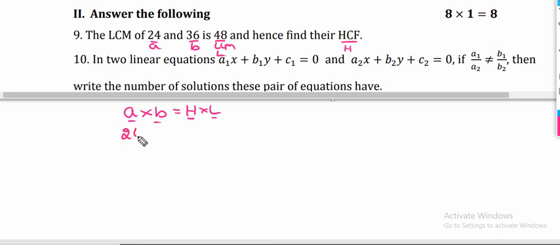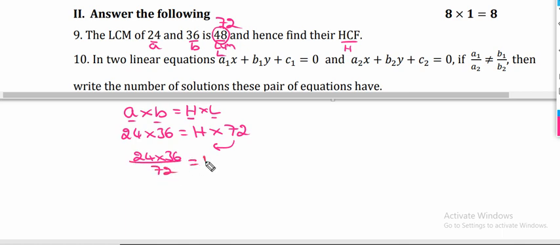You observe here, this one is 24 into 36 is equal to H into L. Sorry, the LCM here is not 48. LCM is 72. So the question is wrong there. So the LCM is 72. So now we have to find the HCF. You have to transfer this 72 to the left hand side. That is 24 into 36 divided by 72 is equal to H.